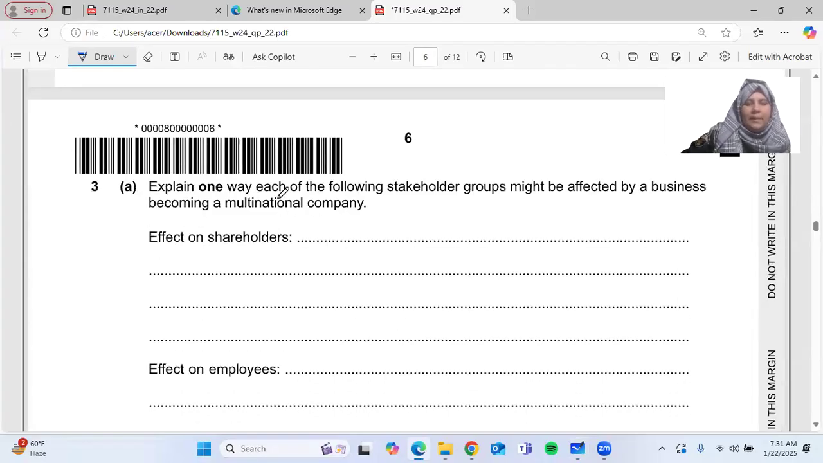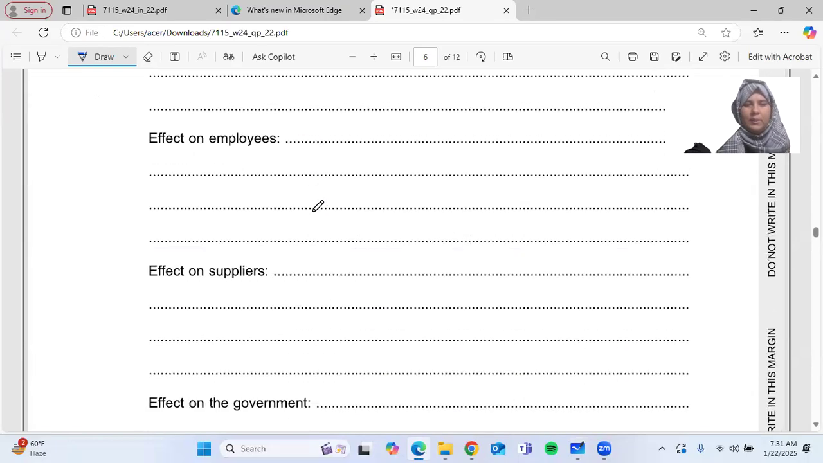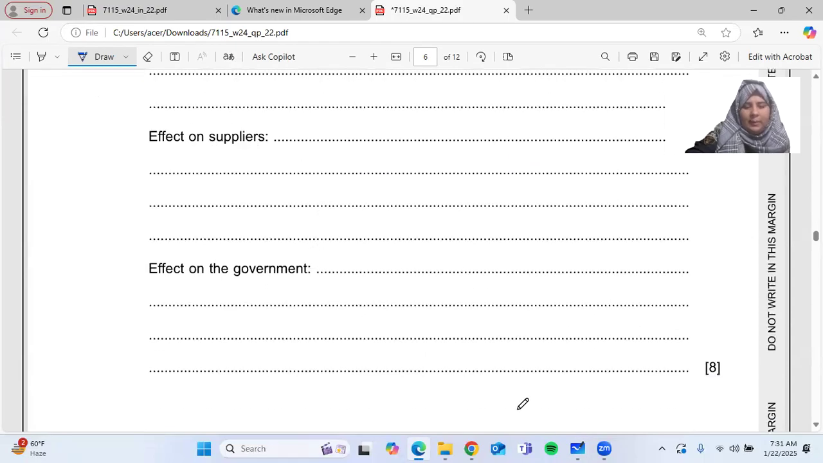The third question is: explain one way each of the following stakeholder groups might be affected by a business becoming a multinational company. The first one is shareholders, employees, suppliers, and the government.